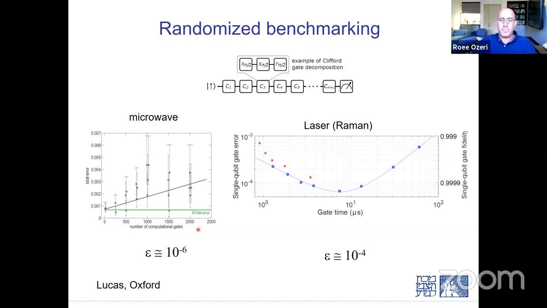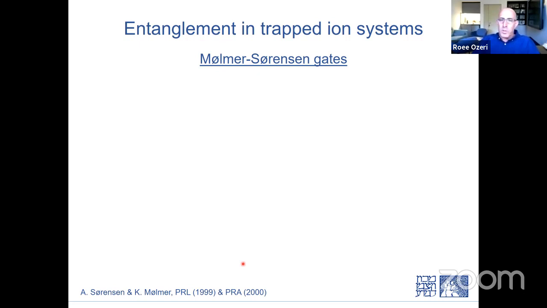Okay, so we're building quantum computers. We have single qubit rotations at hand, but in order to have a universal set of quantum gates, we also need to be able to entangle our ions. And I think that the workhorse for trapped ion entanglement in the past decade or so has been the Molmer-Sorensen gate. Molmer, I think, is our speaker two weeks from now.